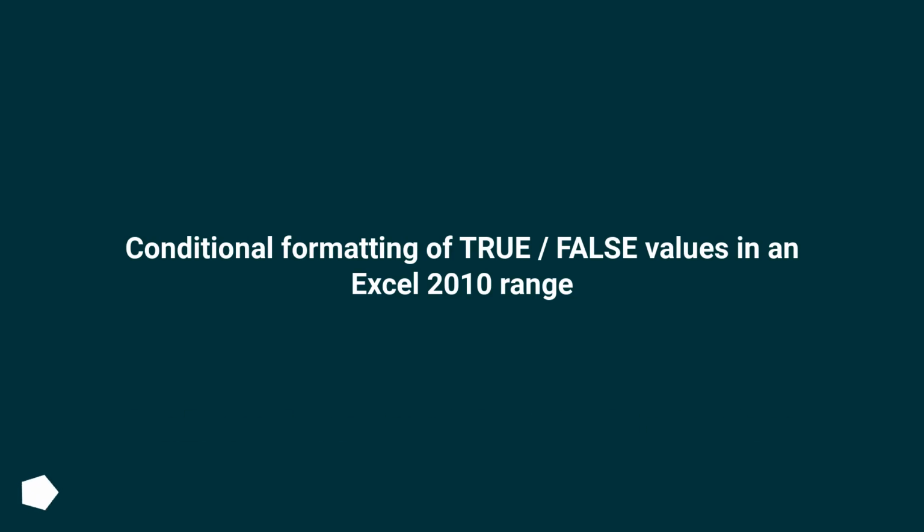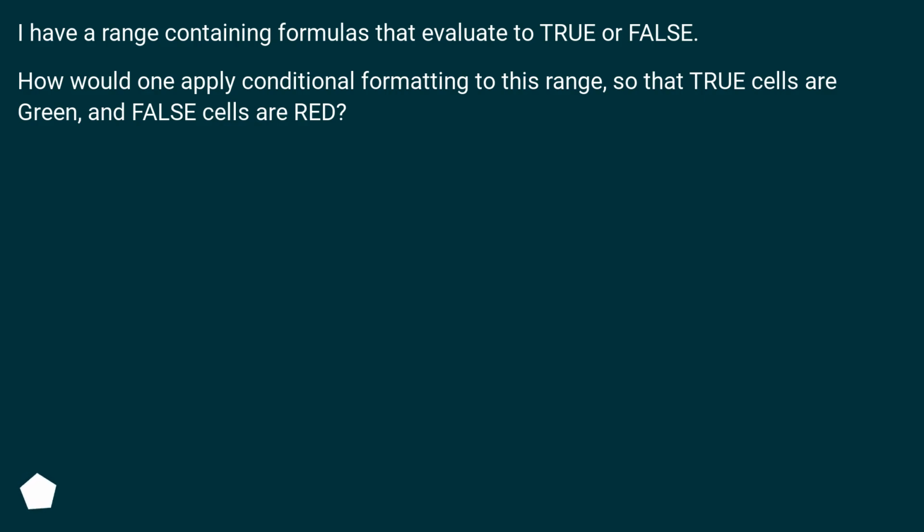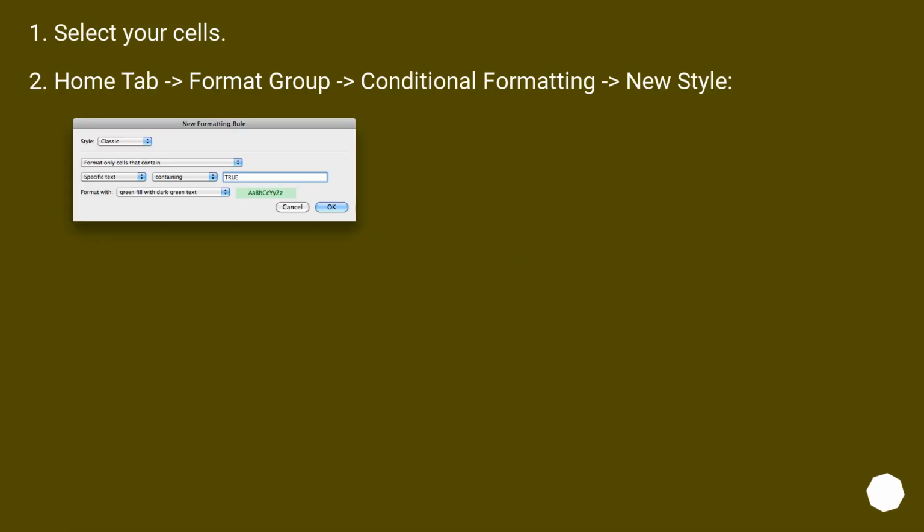Conditional formatting of true, false values in an Excel 2010 range. I have a range containing formulas that evaluate to true or false. How would one apply conditional formatting to this range, so that true cells are green and false cells are red? Select your cells.